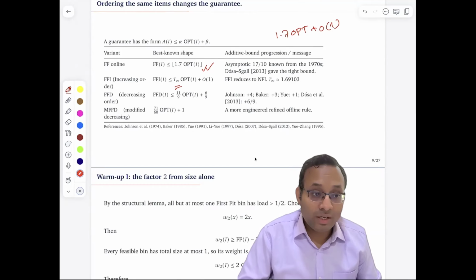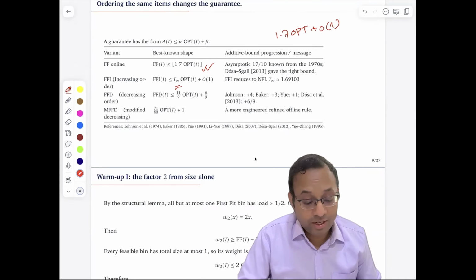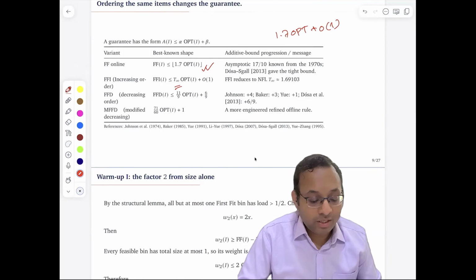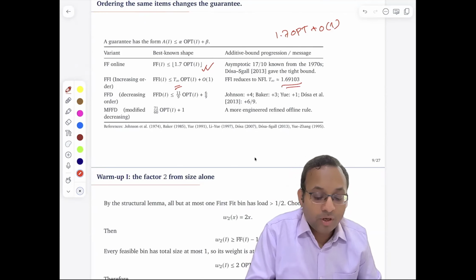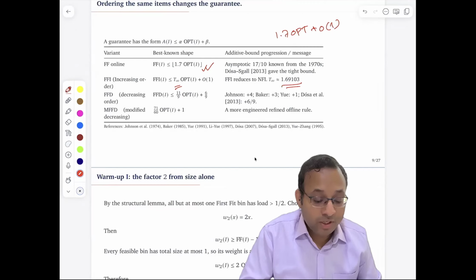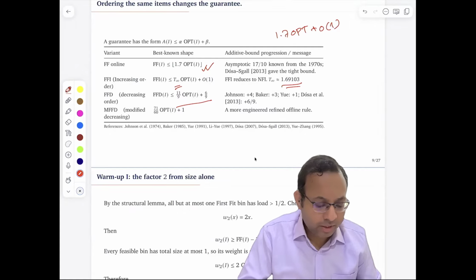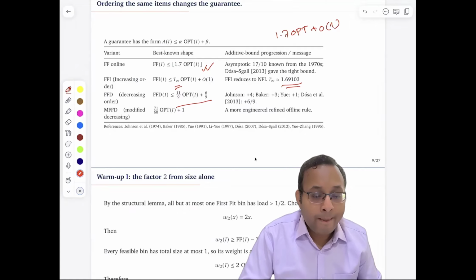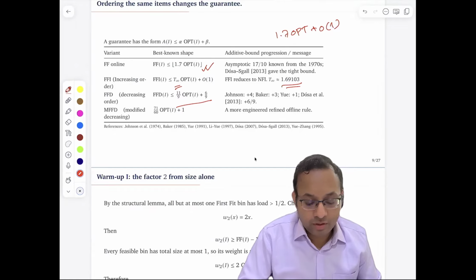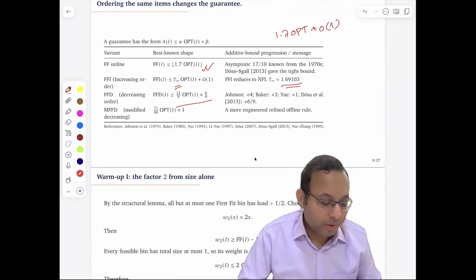But if I use first fit decreasing, then it is much better. Next fit, if we sort the items in decreasing order of size, will achieve the same bound 1.69103. But for first fit, you improve a lot. You get 11 by 9, which is like a 1.22 asymptotic approximation guarantee. And again, a sequence of work showed the tight case, which is plus 6 by 9. But earlier from the 70s, that was plus 4, then plus 3, and the sequence of work finally led to the complete understanding of the bounds. Now, there is some further improvement.